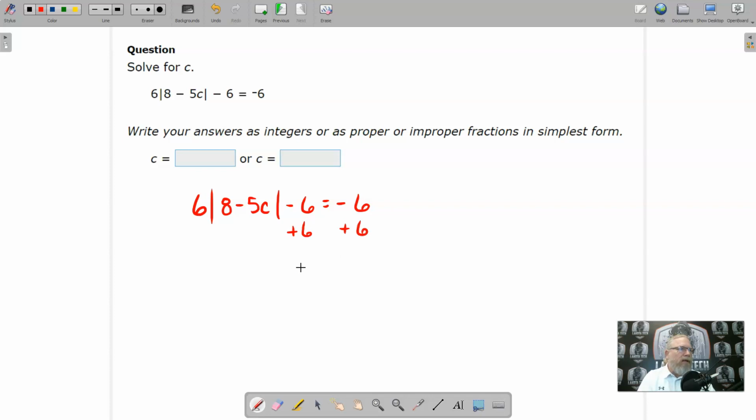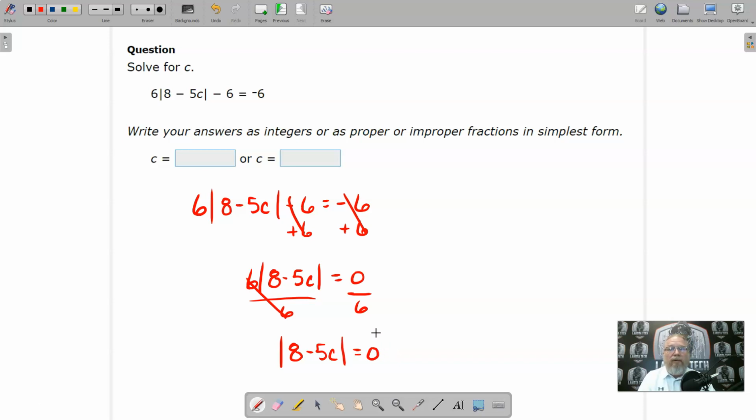Interesting. Okay, I see where it's going. So these are going to cancel each other, and we're going to end up with, on the left, 6 times the absolute value of 8 minus 5c. And over here, this produces 0. All of a sudden, the 0's starting to show up. Now I need to divide by 6. The 6's will cancel, and I end up with the absolute value of 8 minus 5c equals 0.